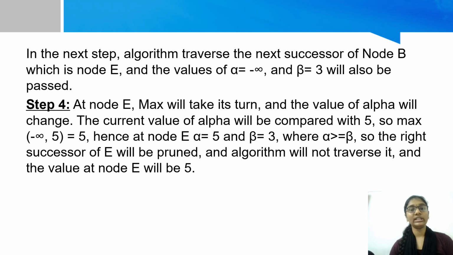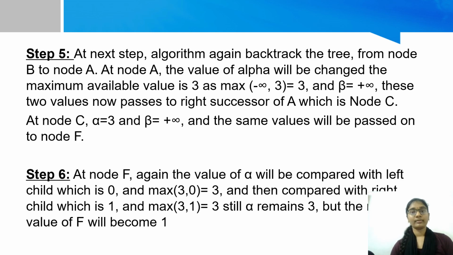So max of minus infinity comma 5 is equal to 5. Hence at node E, alpha is equal to 5 and beta is equal to 3, where alpha is greater than or equal to beta. So the right successor of E will be pruned and the algorithm will not traverse it, and the value at node E will be 5. In step 5, the algorithm again backtracks the tree from node B to node A.